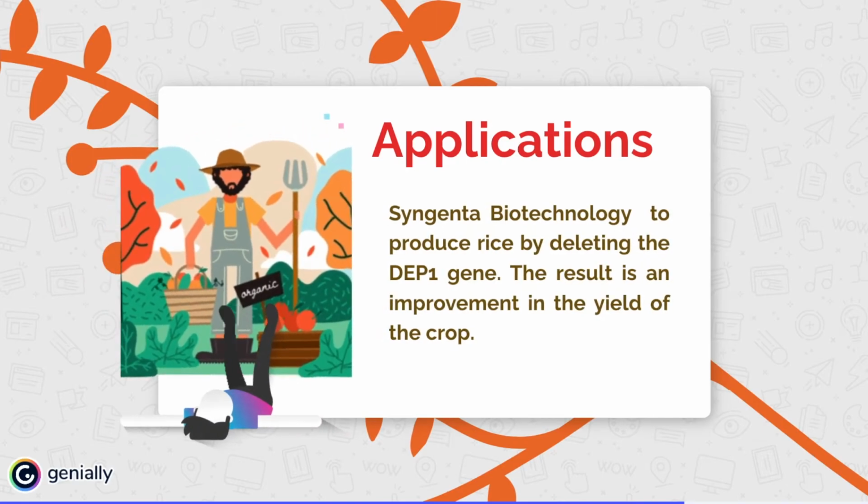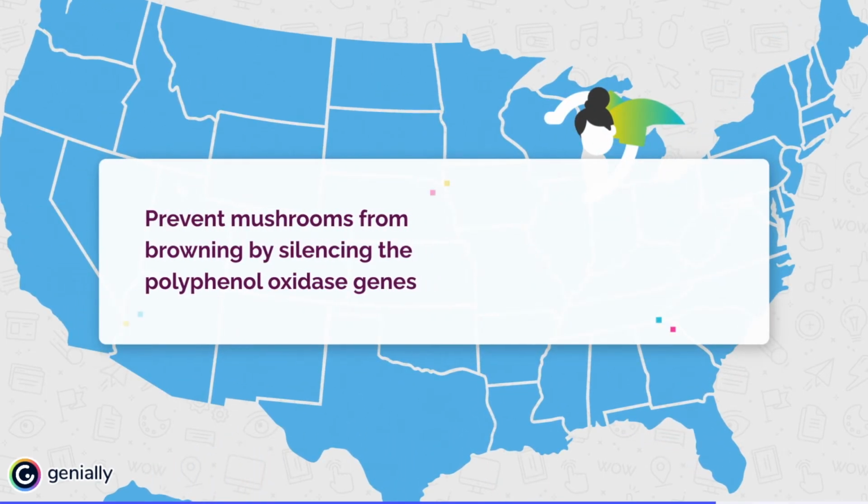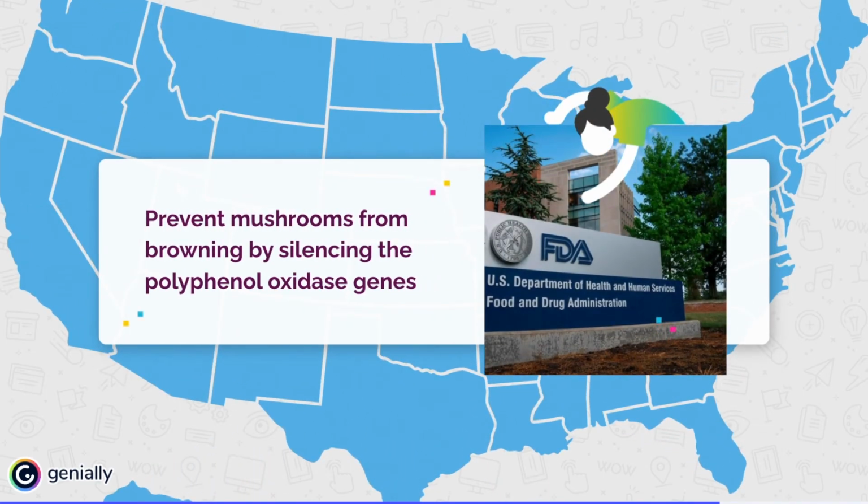Applications. In agriculture, for example, Materia Biotechnology has used CRISPR in China to produce rice by deleting the DAP1 gene. The result is an improvement in the yield of the crop. In the United States, CRISPR has been used to prevent mushrooms from browning by silencing the polyphenol oxidase genes. The product is waiting for approval of the FDA to reach the market.